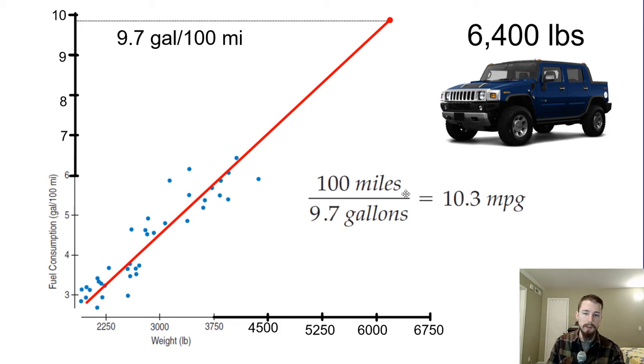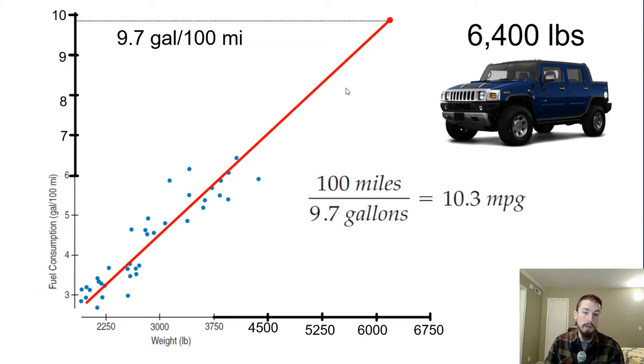And then if we take the reciprocal of that, so 100 miles and 9.7 here would give us about what we were used to, about 10.3 miles per gallon, which is how we would state that in America, right? And if I looked it up, I think the Hummer H2 does get, they estimated 10 miles per gallon in the city and 13 miles per gallon on the highway.